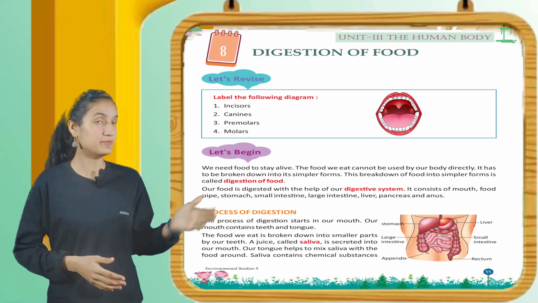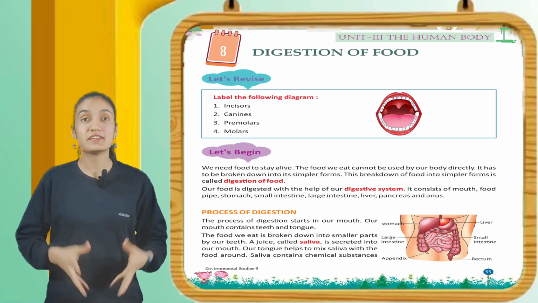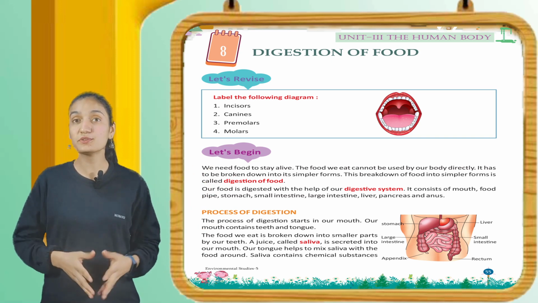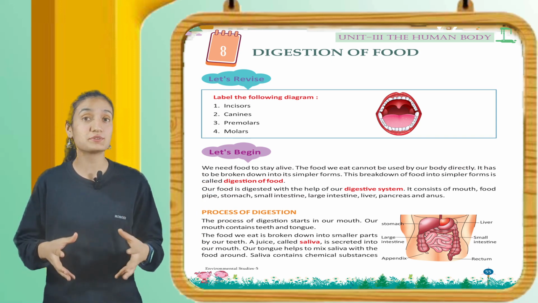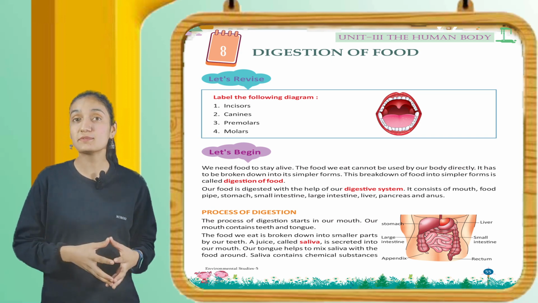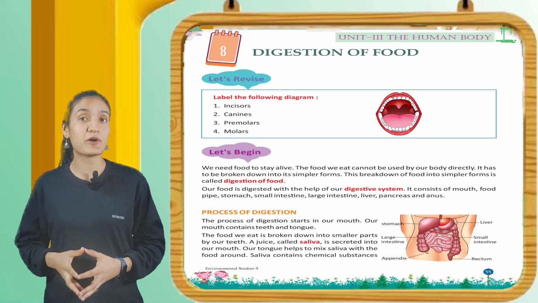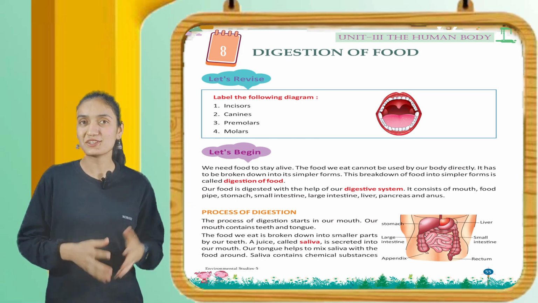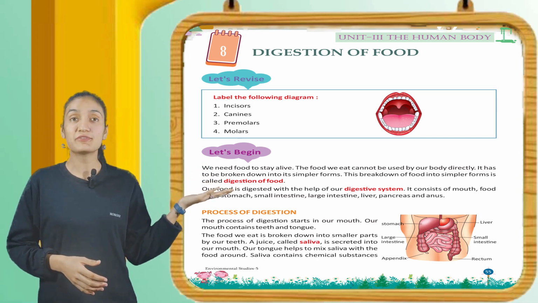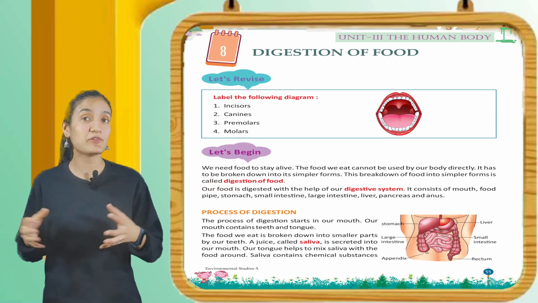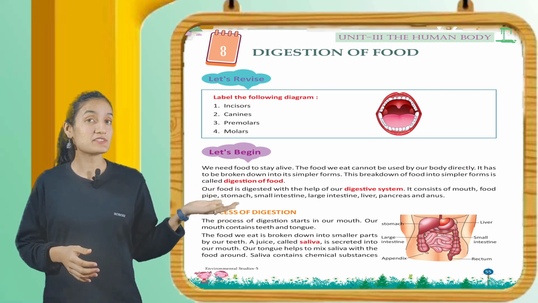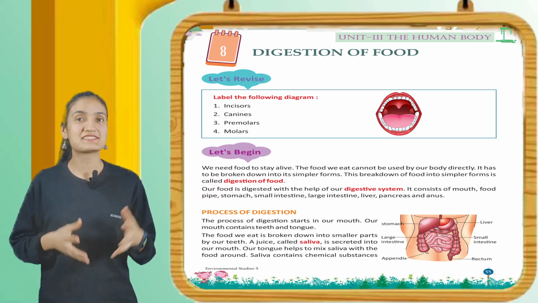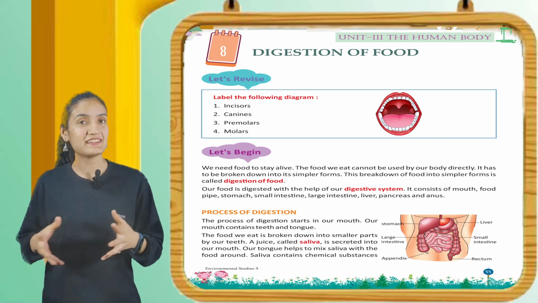Now let's begin. We need food to stay alive. The food we eat cannot be used by our body directly. It has to be broken down into its simpler forms. This breakdown of food into simpler forms is called digestion of food. Our food is digested with the help of our digestive system. It consists of mouth, food pipe, stomach, small intestine, large intestine, liver, pancreas and anus.